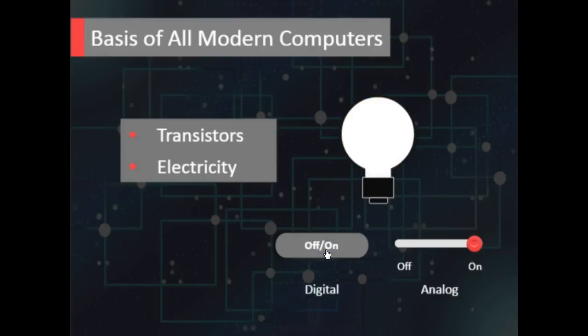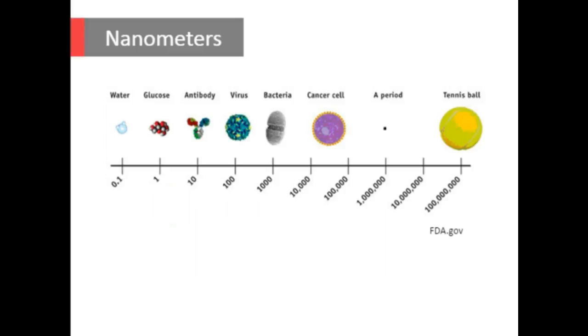Clicking the off and on button simulates the flow of electricity to a digital transistor with just two states, turning the light either off or on. Compare this to how the slider operates as an analog or continuously variable system. We use transistors in a computer to represent data and to perform operations.